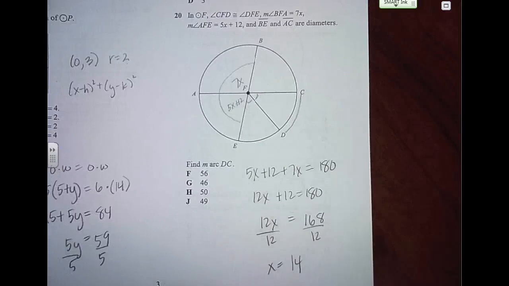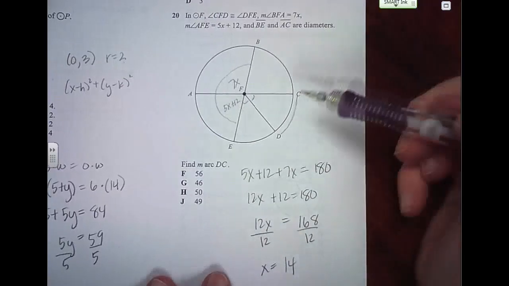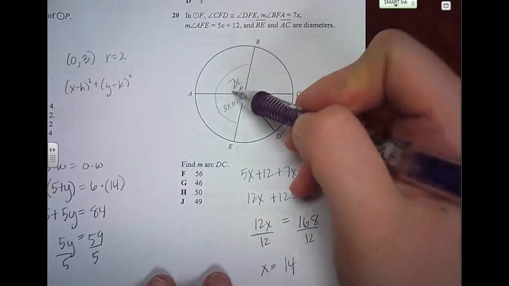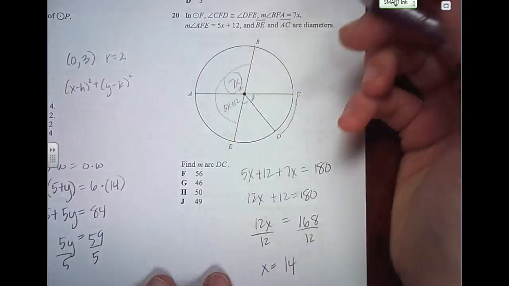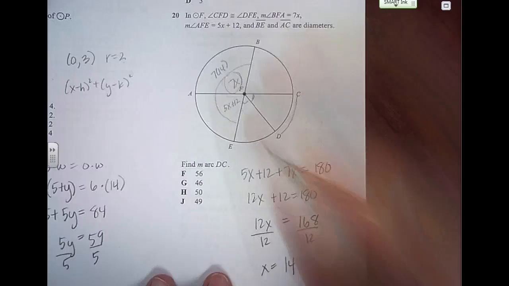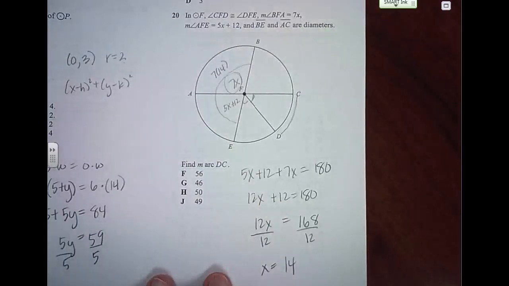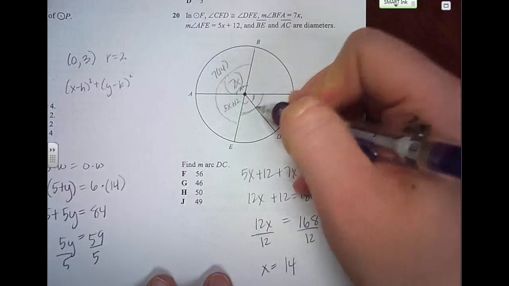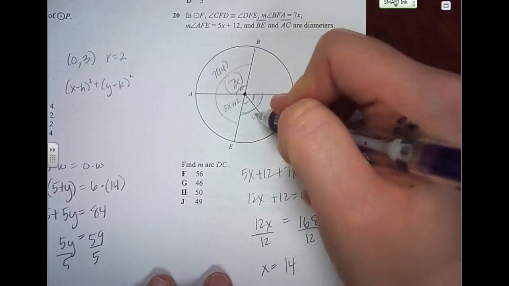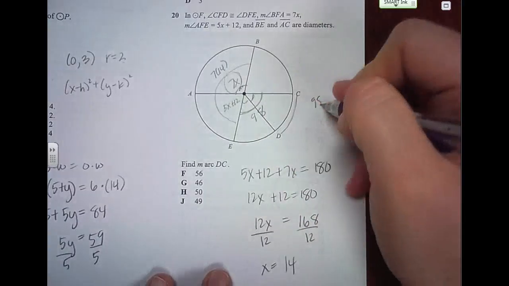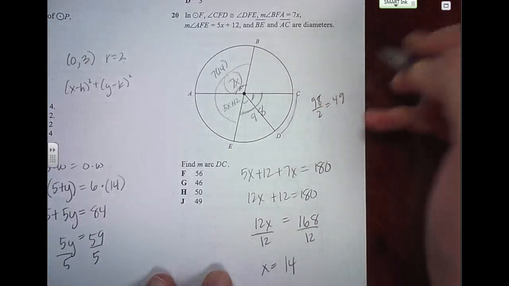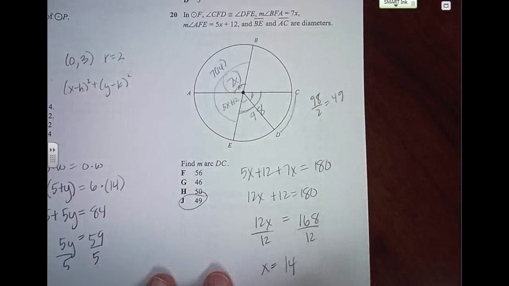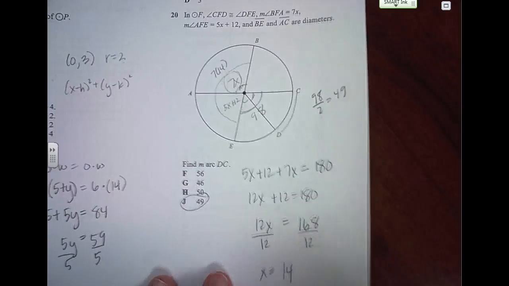So x equals 14. Now if I want to find the measure of arc DC, I need to know what just this piece is. So if this whole thing is 7x, let's plug the 14 in there. 14 times 7 is 98. So this whole thing here is 98, which means that this whole thing is 98. So from here to here is 98, and since they're congruent, I can divide by 2 and I get 49. There's a lot going on in that problem, so you might want to try it on your own a couple times without looking and make sure that you can figure it out.